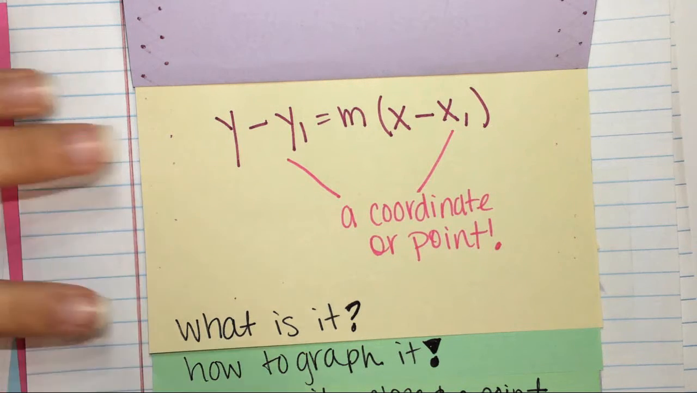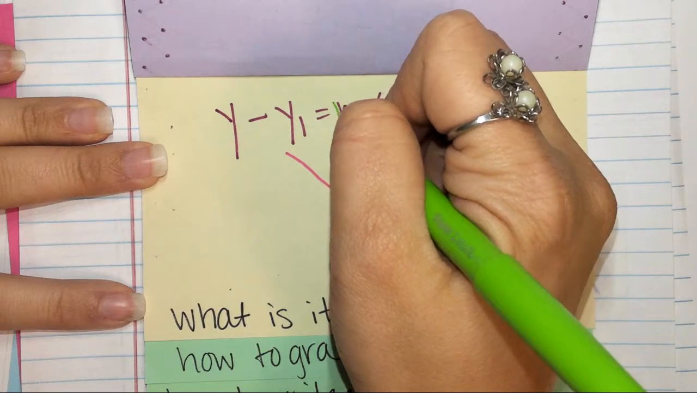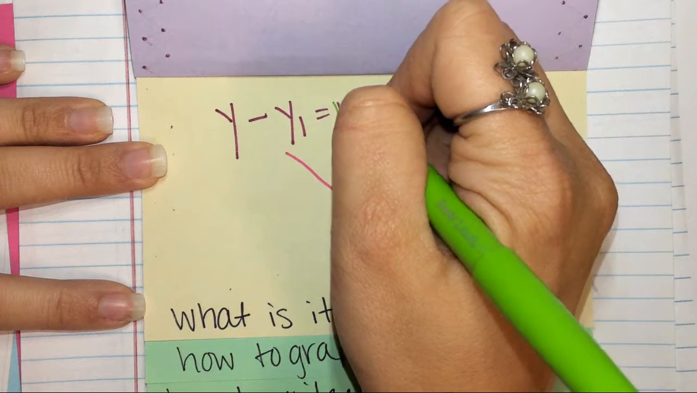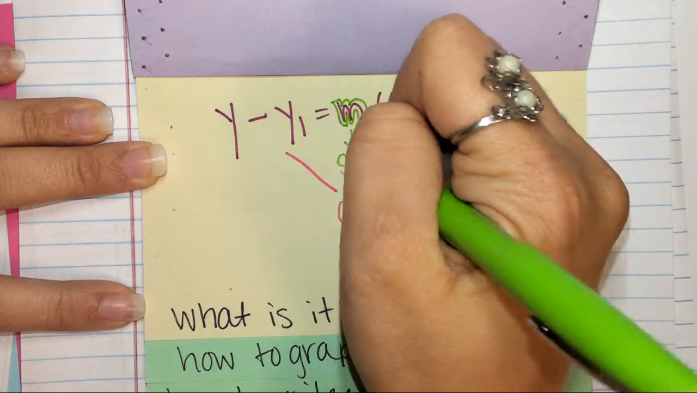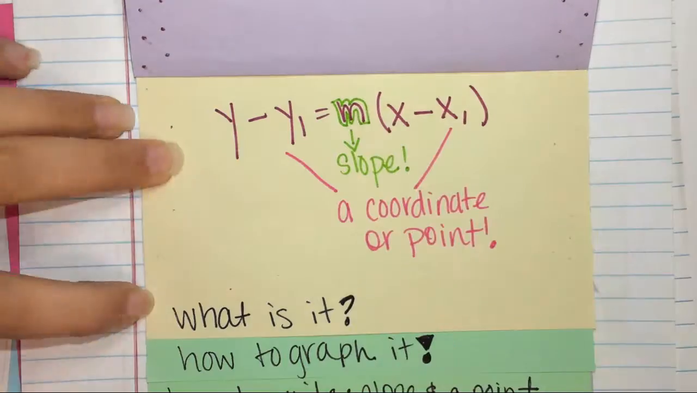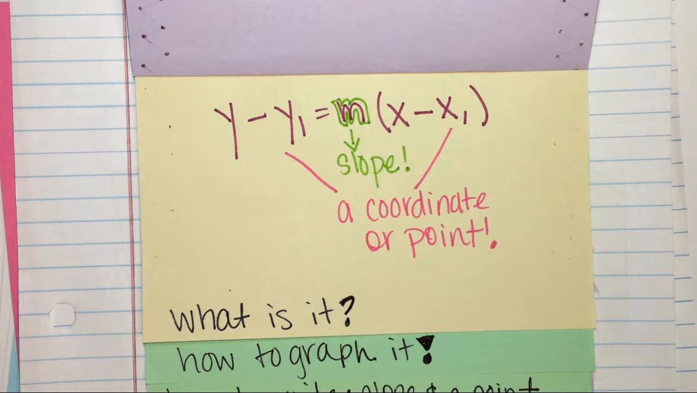What do you think m is? Slope. Take a point. And that's why it's called point-slope form, because you use this form whenever I give you a point and a slope.